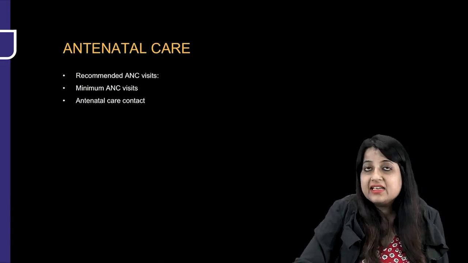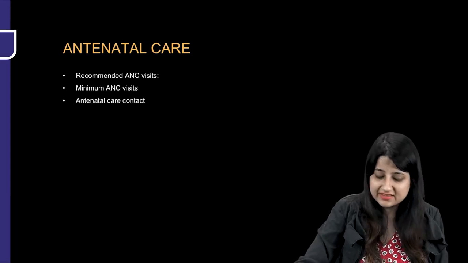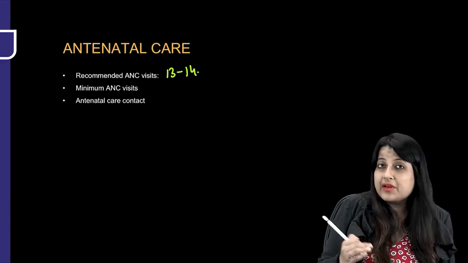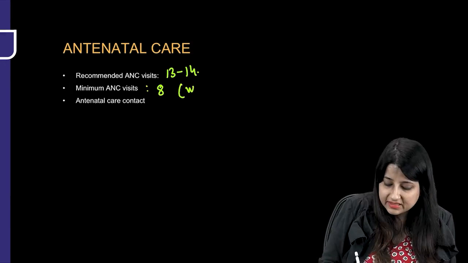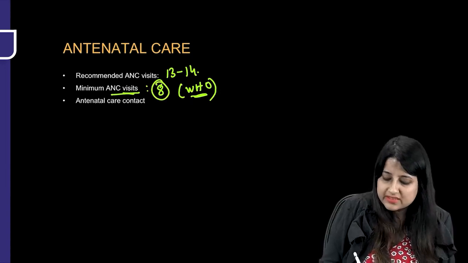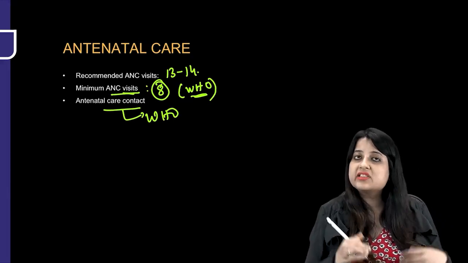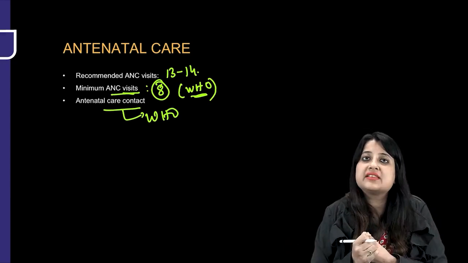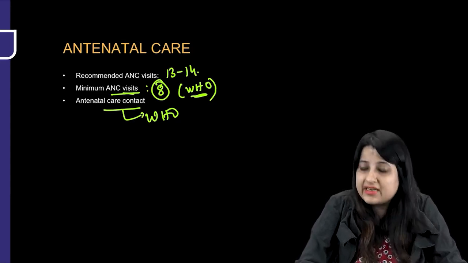So the first thing in antenatal care which they ask is how many visits are recommended, how many visits are minimum, and things like that. Recommended ANC visits, if somebody asks you, is 13 to 14. Recommended means the ideal, but minimum ANC visits now is 8, okay. This is according to WHO, and this minimum of 8 is known as antenatal care contact. Instead of the word visit, we are using the word care contact because it portrays a stronger connection between the healthcare worker and the pregnant female, okay.